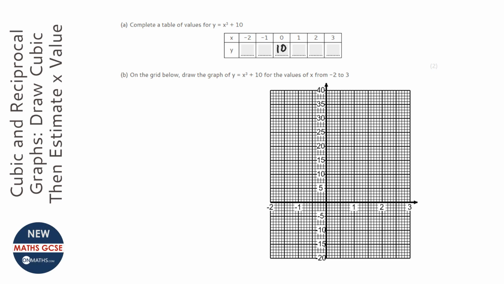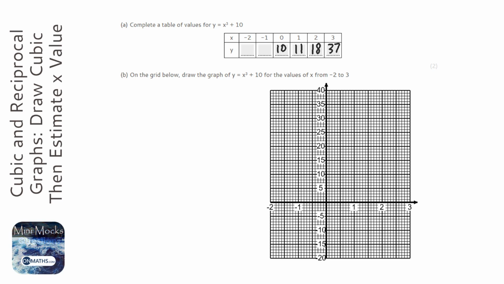So 1 cubed is 1, plus 10 is 11. 2 cubed, so 2 times 2 times 2 is 8, plus 10 is 18. And 3 cubed, 3 times 3 is 9, times 3 is 27, so that's going to be 37.